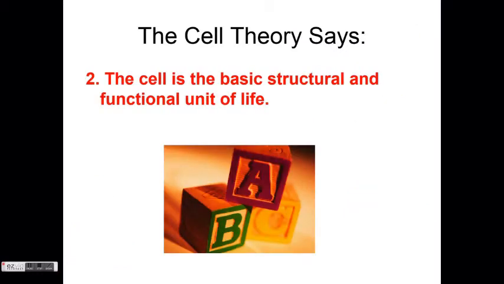The second part says that the cell is the basic structural and functional unit of life. Basically, all that means is we don't consider it life unless it is at least one cell. Cells are the basic building block of life. Just like the atom is the building block of matter, everything is made of atoms, but we don't consider an atom life. When it's a cell, that's when we consider it to be life. And life is built using cells.